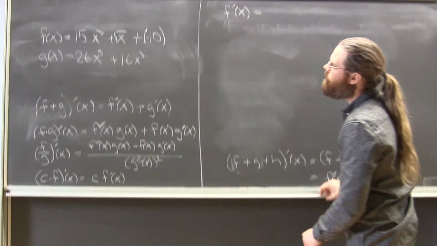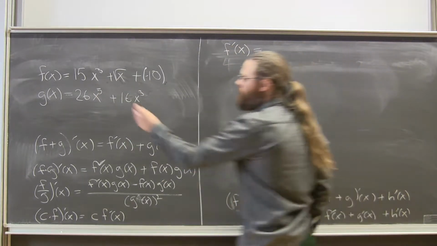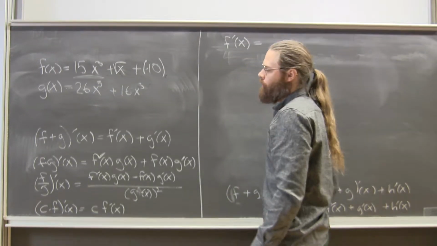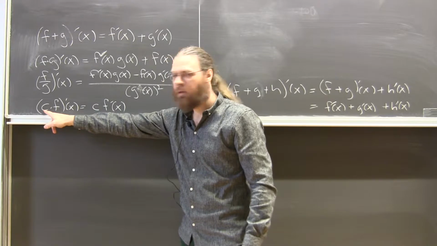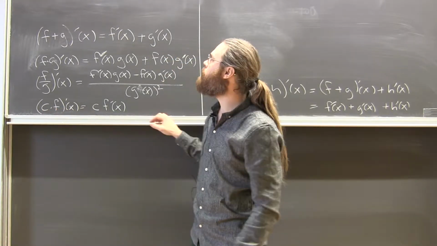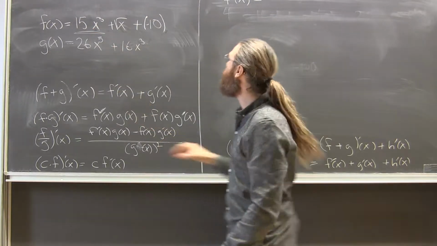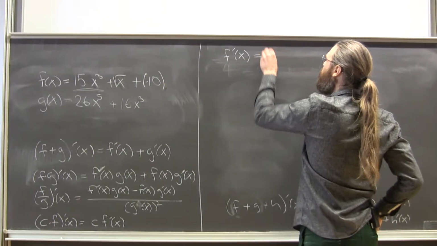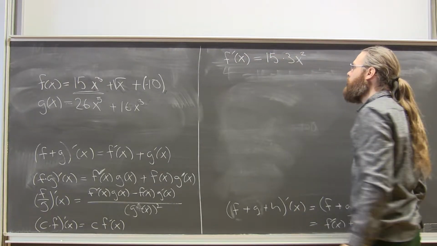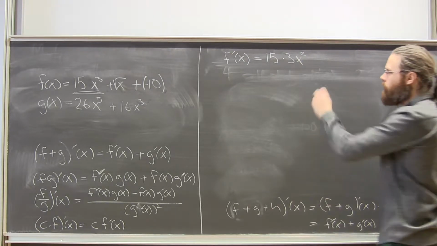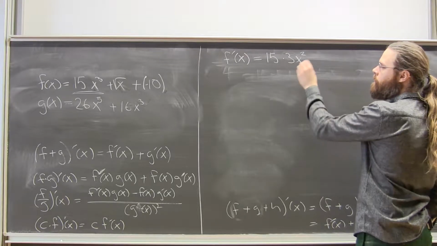So we should take all of these terms and differentiate them individually. Now this thing here, how can we differentiate that? Well, we can differentiate it because we know that we can differentiate a constant times something we know how to differentiate. And we know how to differentiate x to the power 3. Right? So this is 15 times 3 times x to the power 2, right? Which is 45 times x to the power 2.